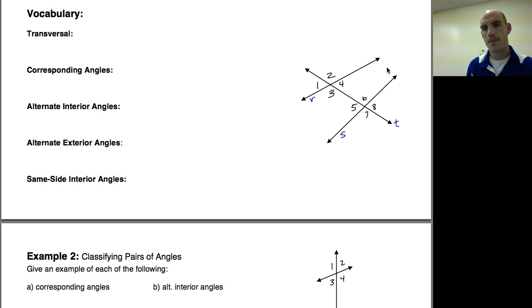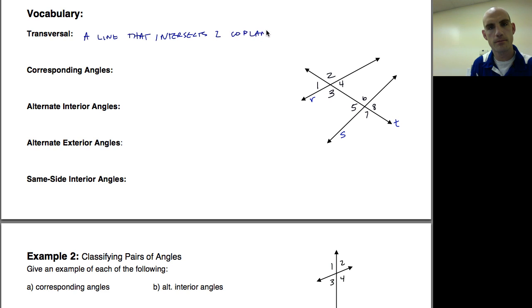This diagram over here is what we call lines cut by a transversal. And a transversal is a line that intersects two coplanar lines at 2 points.